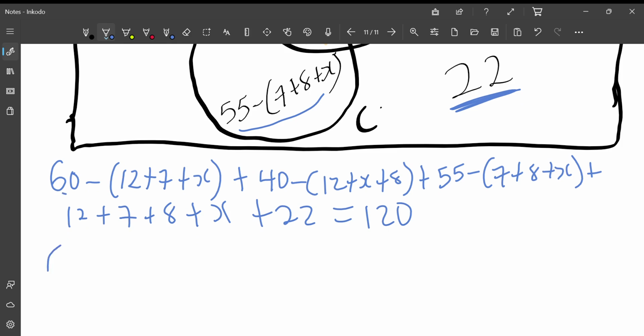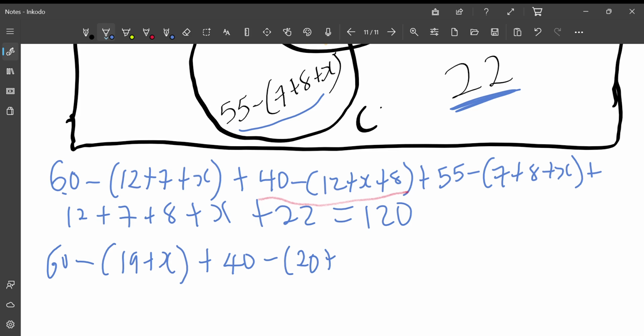Let's proceed now. I have 60 minus, this is 19 plus x, right? Let me keep it in the bracket first. 60 minus 19 plus x, all right? Plus, I'm coming down here now. Plus 40 minus 12 plus x plus 8. That is the same as 20 plus x, all right?